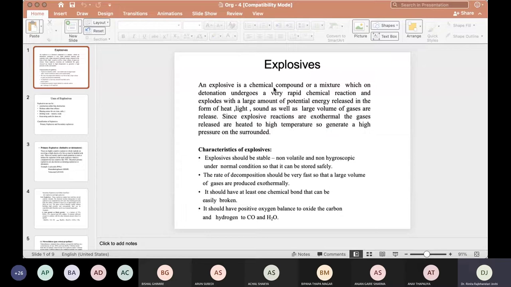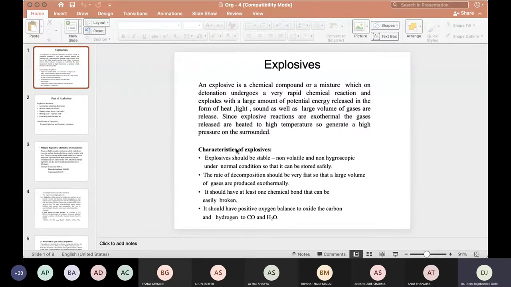Here is a good definition, or you can also generate the definition yourself, because when you say explosive, you must have seen on TV or in a film how an explosion takes place. When the explosion occurs, you can see light and heat, or hear a high sound. Why? Because a large amount of potential energy is released and a large volume of gases is released too. And as it is an exothermic reaction, the gases released are heated to a high temperature, so they generate a high pressure on the surroundings.